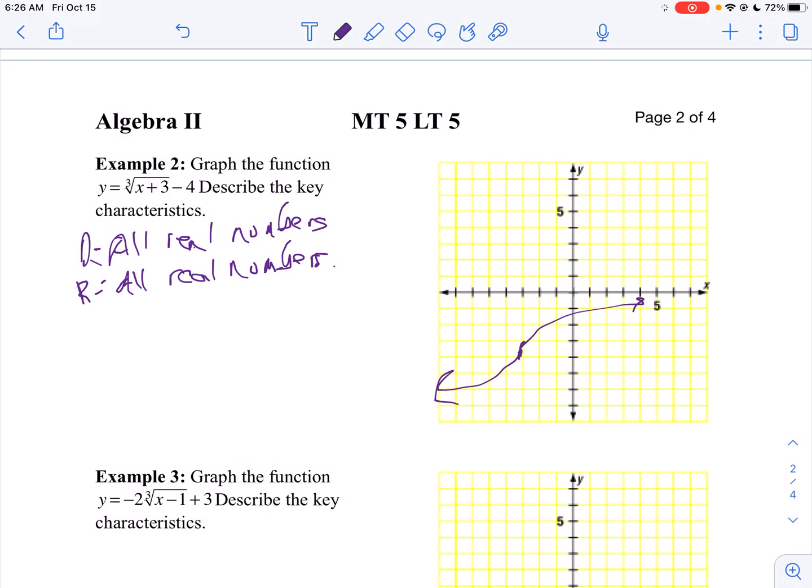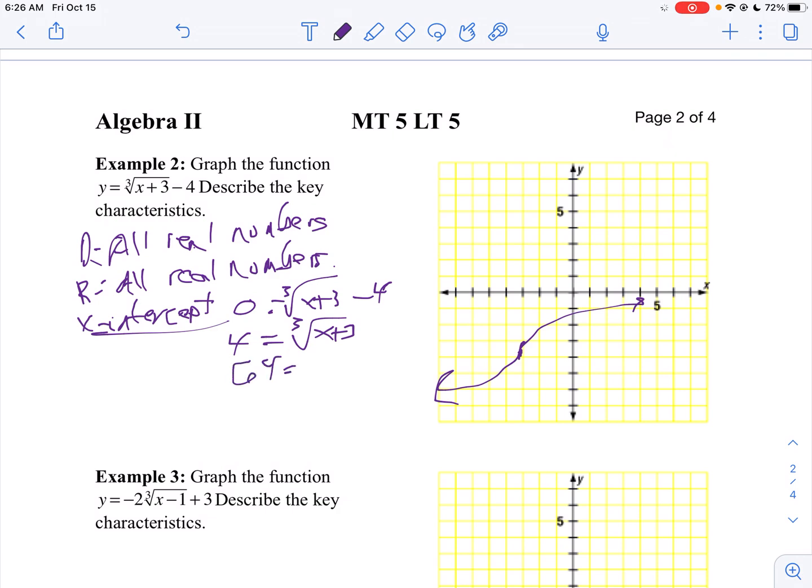My x-intercept, remember that's when y is 0. So I'm going to say 0 equals the cube root of x plus 3 minus 4. So then I'll add 4 to both sides. So 4 equals the cube root of x plus 3. Cube both sides, so 64 equals x plus 3. So x is 61. So your x-intercept is at 61. Yeah, we can't see it on this graph, can we?